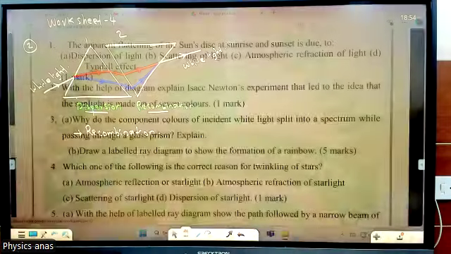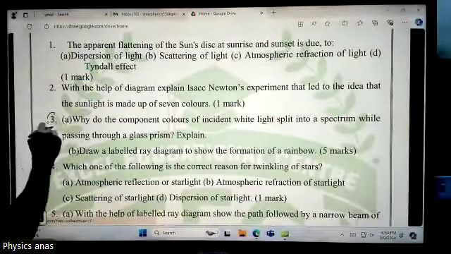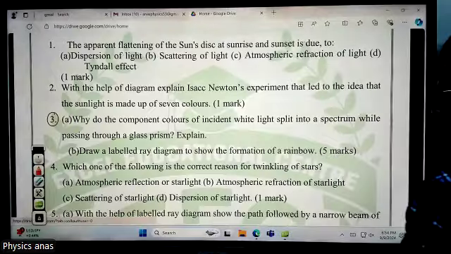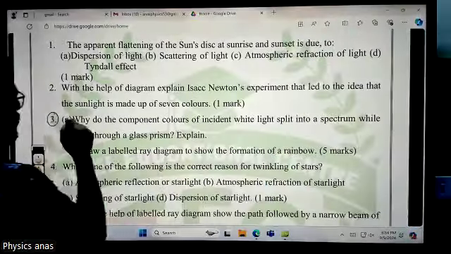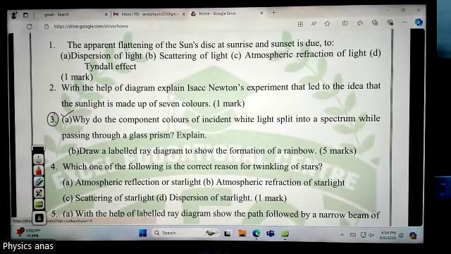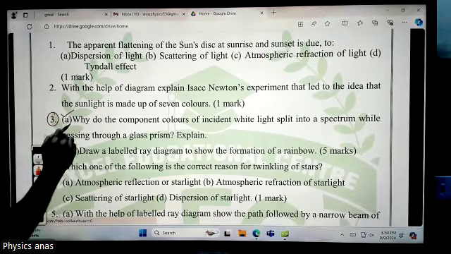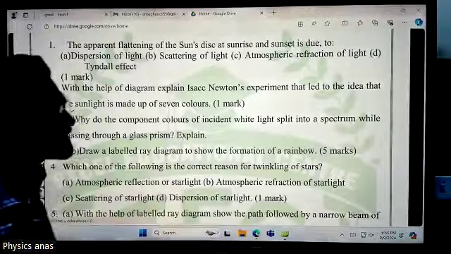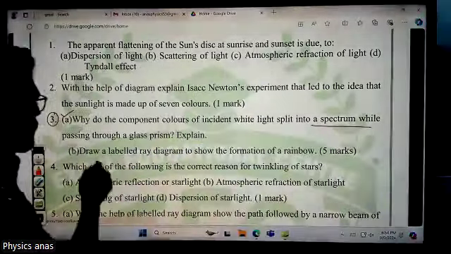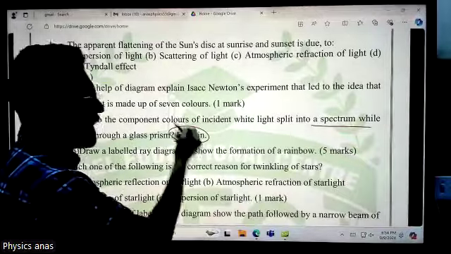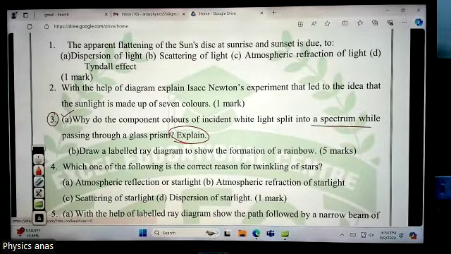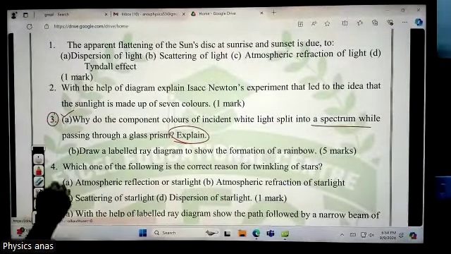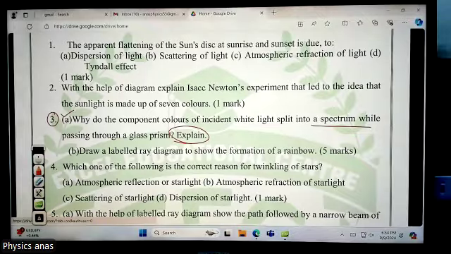Yes. Just look at the next question then. Look at the third question. It has A and B. Third question A: why do the component colors of incident white light split into a spectrum while passing through a glass prism? Explain. Why is the white light splitting into component colors? That is the question.